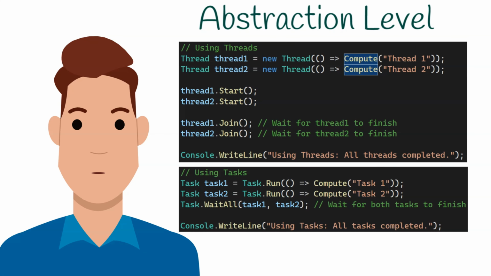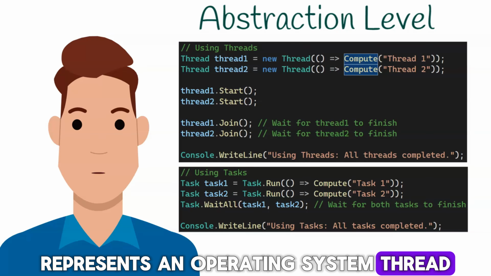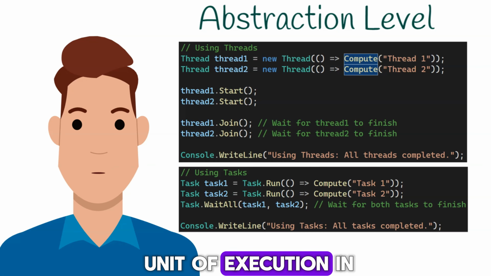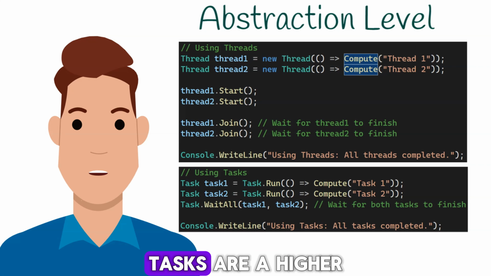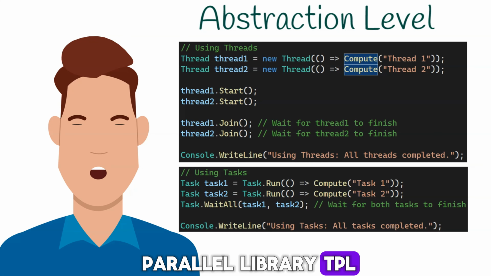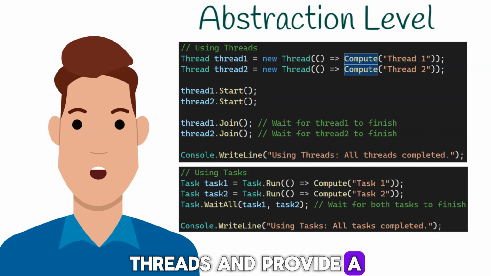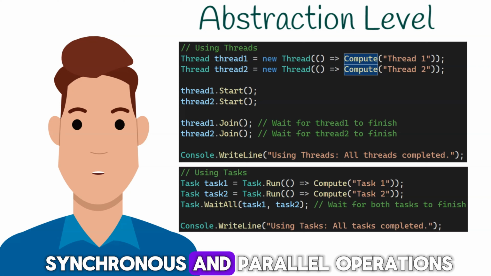Abstraction level. Threads are a lower-level construct that directly represents an operating system thread. They provide a basic unit of execution in a process. Tasks are a higher-level abstraction provided by the Task Parallel Library, TPL. They abstract away the low-level details of managing threads and provide a more convenient way to perform asynchronous and parallel operations.